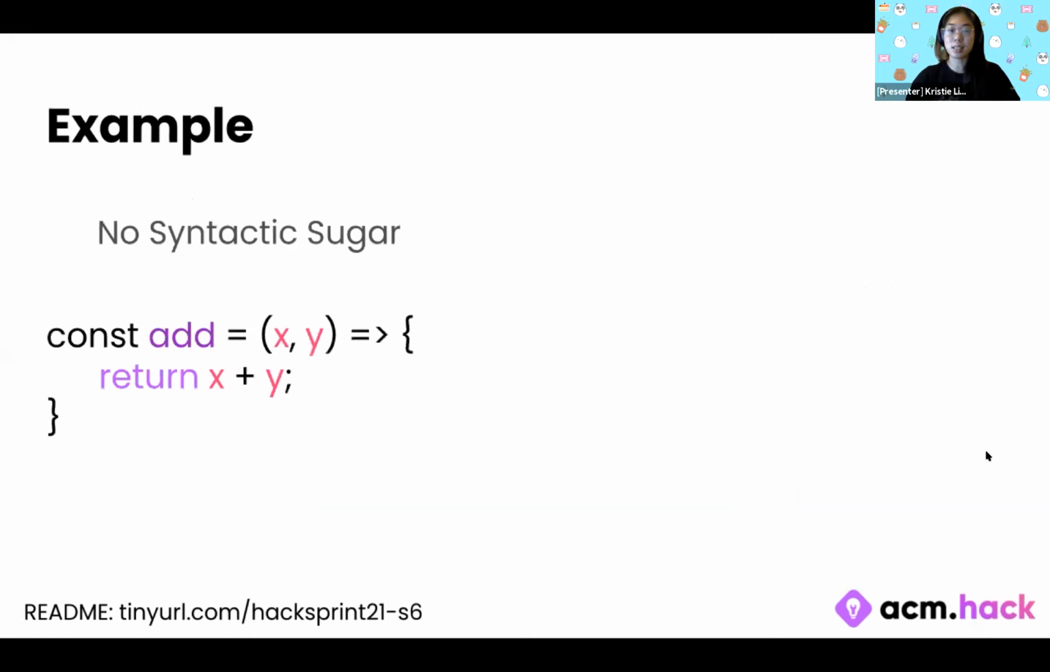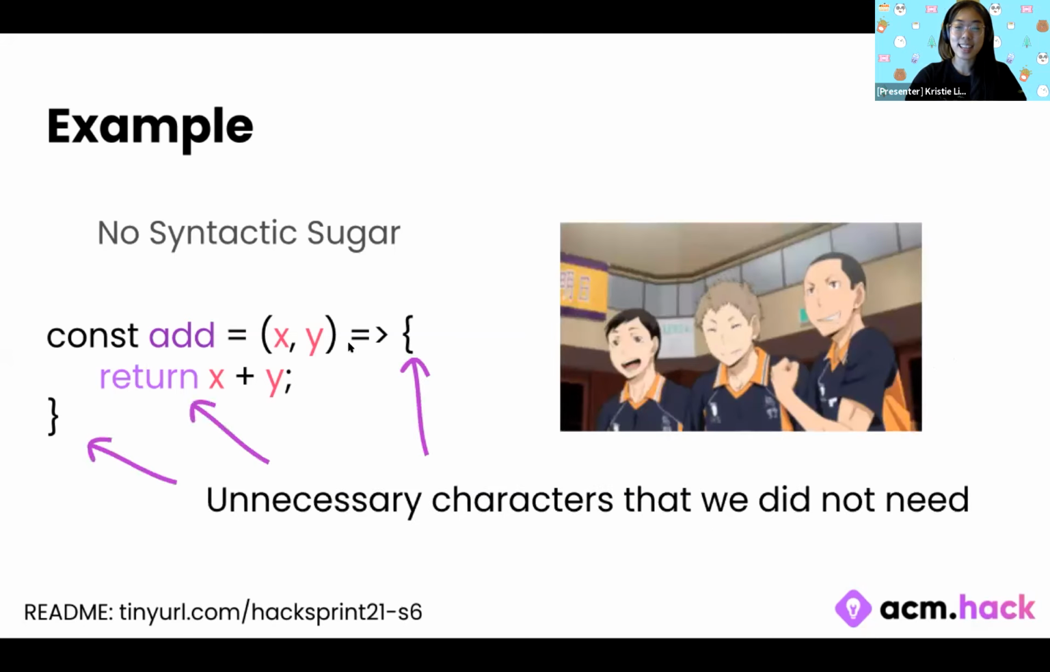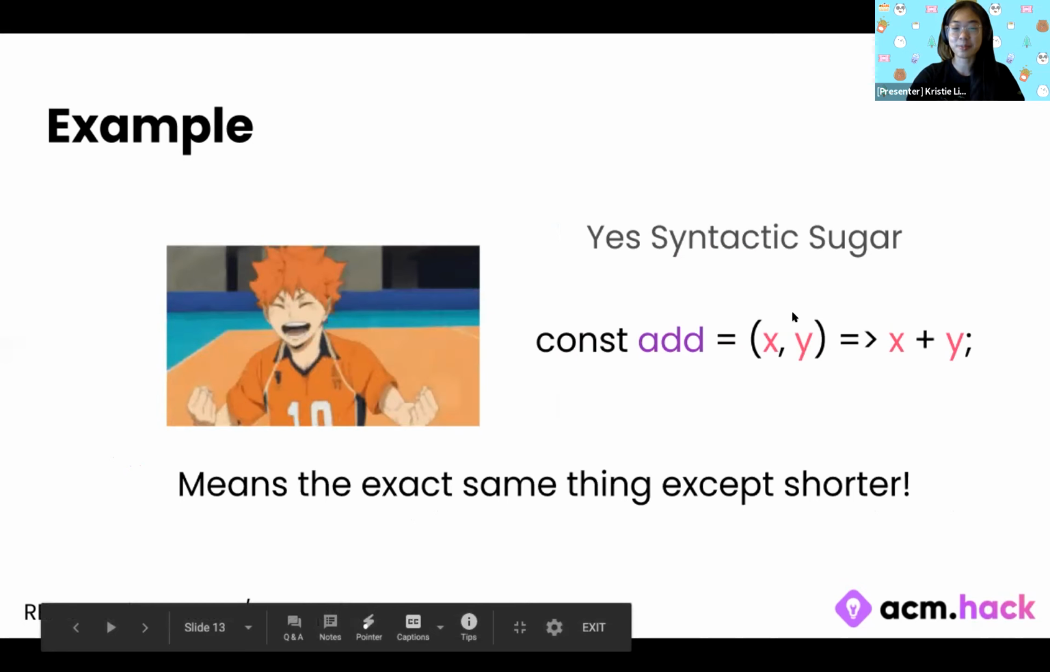So this is something that we've already seen before. It's an arrow function. It's just the add function, takes in 2 parameters, x and y, and then returns x plus y. But the syntactic sugar way of writing this is that we can just get rid of the curly braces and the return, and then this means the same thing, but it's actually just shorter. So yes, just get rid of these unnecessary characters that we did not actually need. And then we can rewrite it this way, which means the exact same thing except shorter.